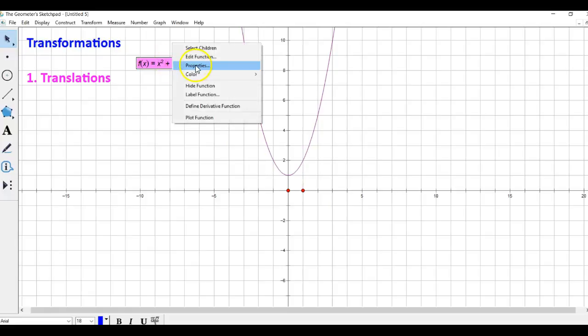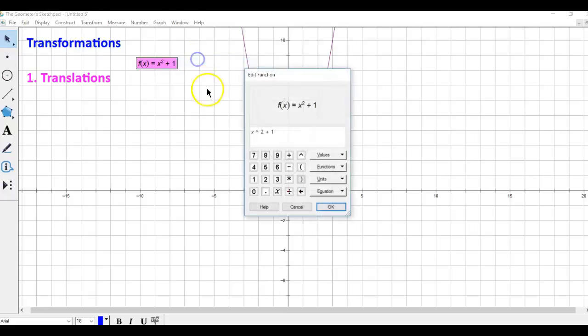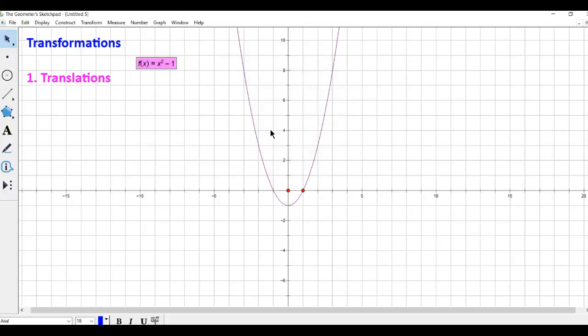Right, well, that's fine. That sort of makes sense because I'm just adding 1 to the function, so everything moves up 1. Its y coordinate increases by 1. Right, so what if we subtracted 1 here? Subtract 1. Oh yeah, that goes down 1. That's a translation, and that's a fairly straightforward one. I'm going to go through these transformations in order of complexity, so we're starting off with translations, the easiest.